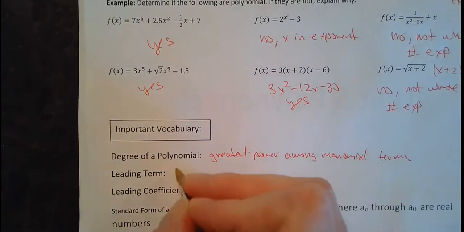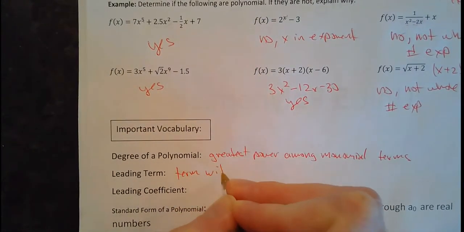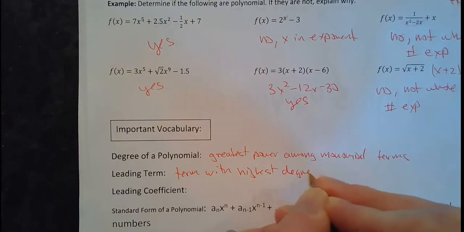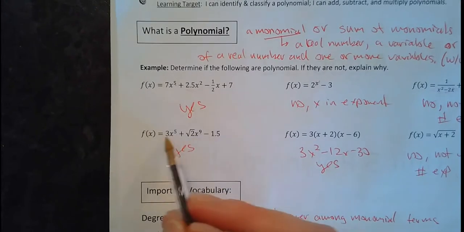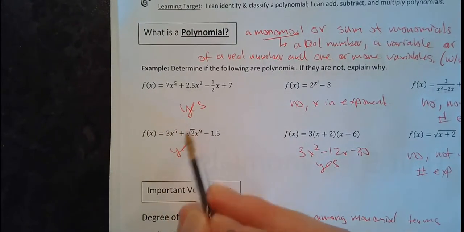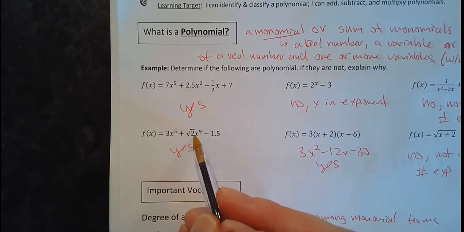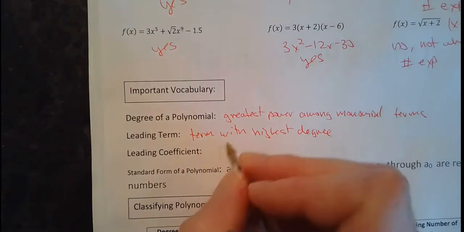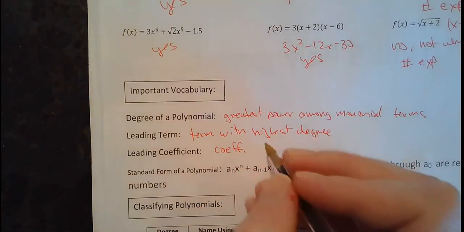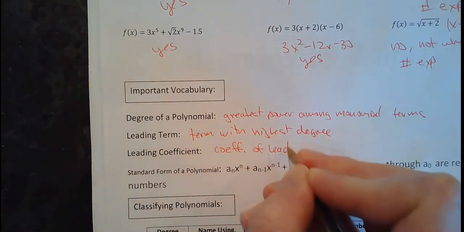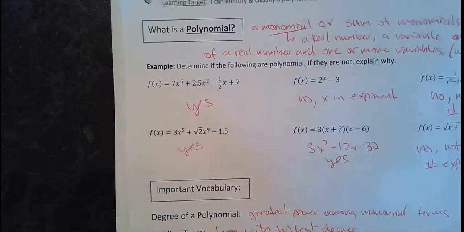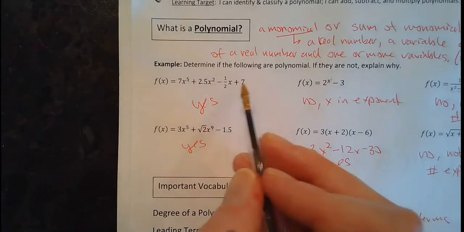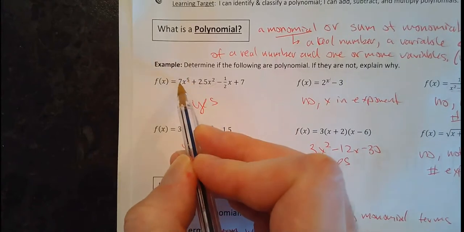The leading term is the term with the highest degree. So again, this one here, this term's written first. This is the leading term, because it has the highest power of 9. It's the leading term, so we should write it first if we want to put it in standard form correctly. The leading coefficient is the coefficient of the leading term. So if we go back to this guy, radical 2 is the leading coefficient. Over here, the highest power is a 5, so 7 is the leading coefficient.